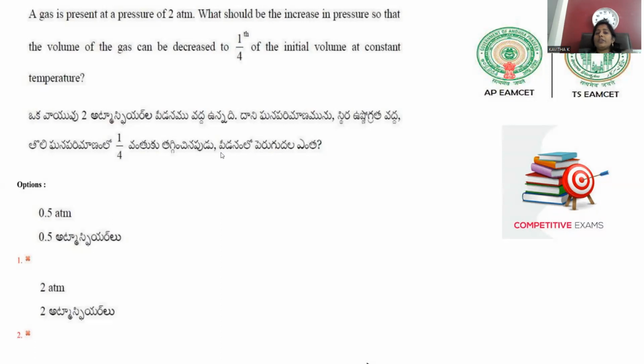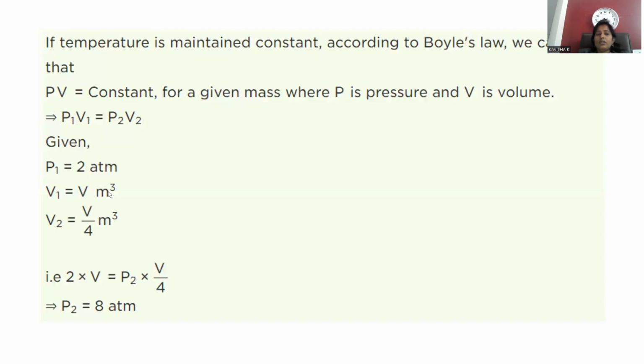How much pressure is to be raised in order to make the given gas 1/4 of the initial volume, right? So the correct answer is expected as 8 atmospheres. How to get this answer? We will go for the calculation.